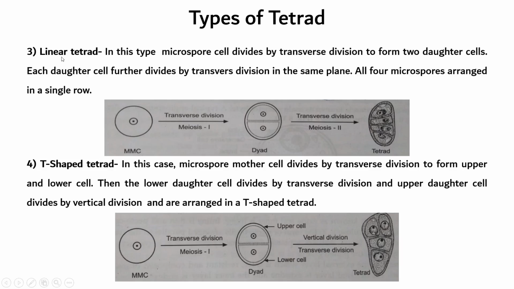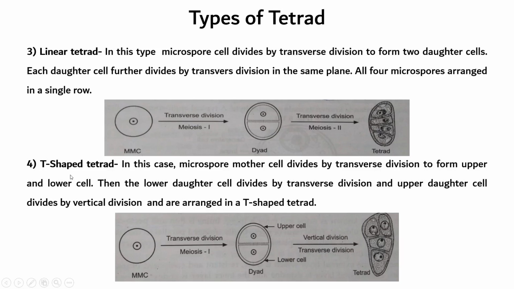Now the third type is linear tetrad. In this type, the macrospore cell divides by transverse division to form two daughter cells. Each daughter cell is further divided by transverse division in the same plane. That means finally you will get four macrospores arranged in a single row. Now in the first division, the cross wall is transverse. Again, when this nucleus divides, a cross wall develops here. Again this one divides, a cross wall develops here. That means all the spores are arranged in a single row.